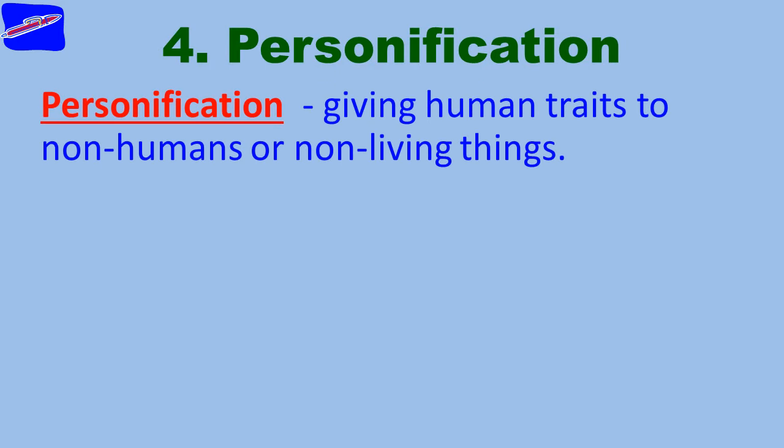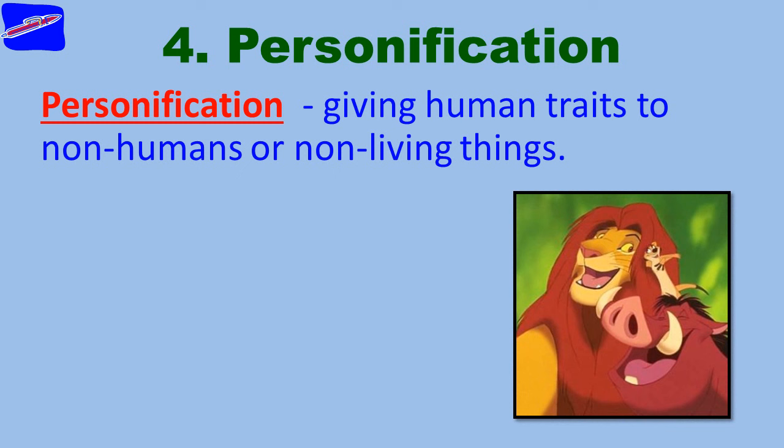Our fourth type of figurative language is called personification. Personification means giving human traits to non-living things. We see personification all the time, but the best place to find personification is in Disney movies, like The Lion King.